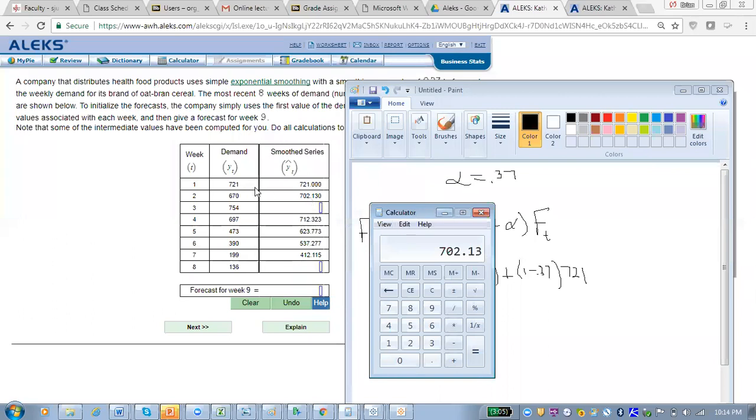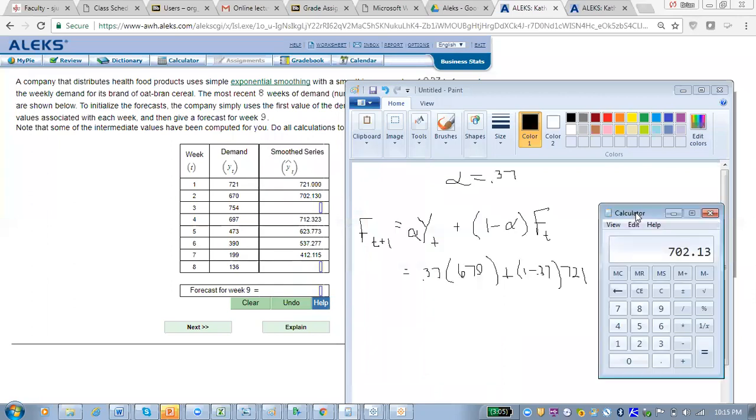So what actually happened was given a weight, and what I was going to predict to happen was given a weight. Then if I want to predict what's going to happen next, I'm going to use the same type of formula. In this case, I did 0.37 times the 670 plus what was forecasted in the previous period. So this was for time period 2.